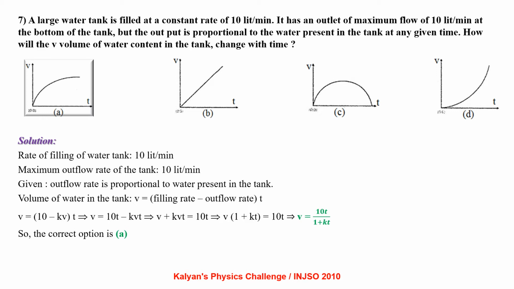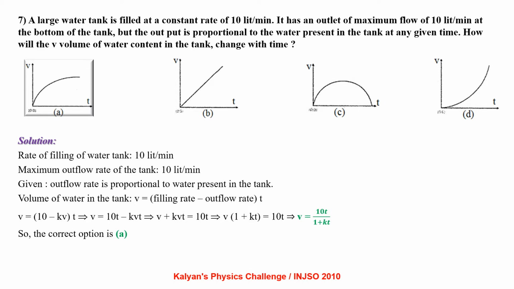Given the outflow rate is proportional to the water present in the tank, the volume of water in the tank equals the filling rate minus the outflow rate, times time. So V equals (10 minus kV) into T, from which we get V equals 10T minus kVT. Here k is a proportionality constant. From this we have V plus kVT equals 10T, and V equals 10T by (1 plus kT). So it is the equation of a parabola, and the correct option is A.